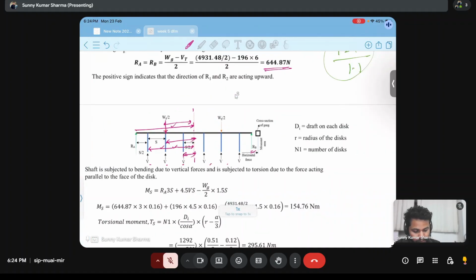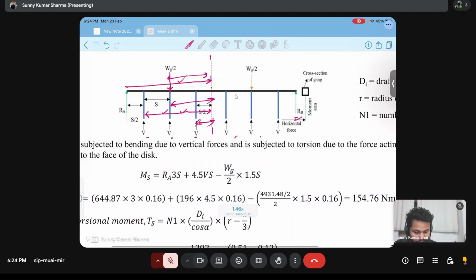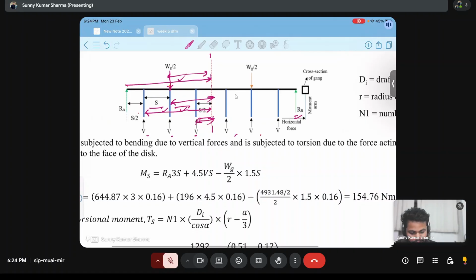So when we compute that thing, Ra into 3s, 1s, 2s, and 3s, Ra will be s by 2 plus Ra is acting at a distance of s by 2 plus s plus s plus s by 2. So this will become 3s.